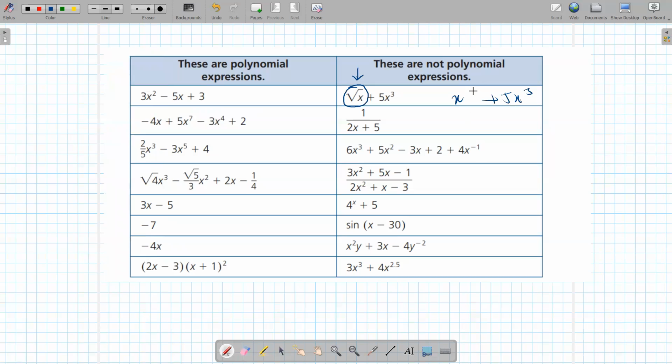To the power of 0.5, or 1/2, right? It's the power of 0.5.